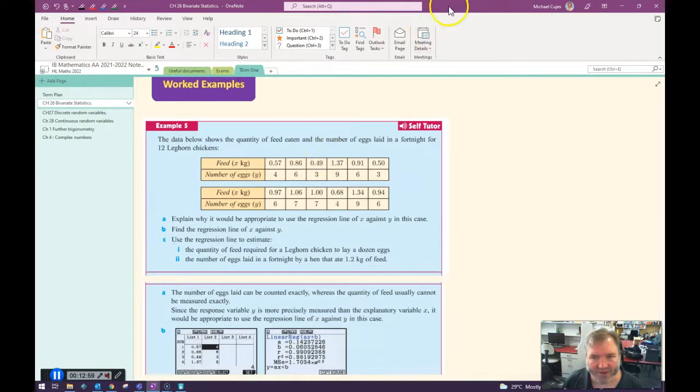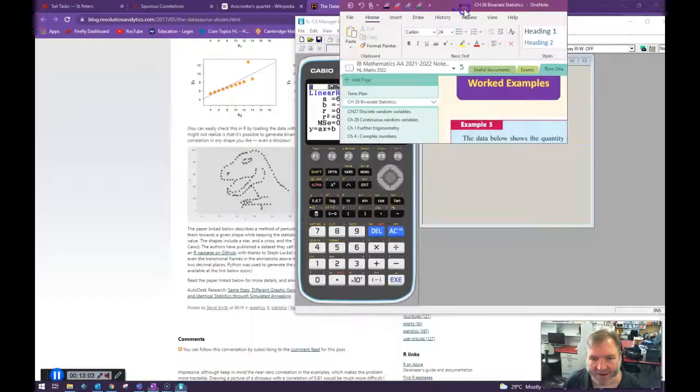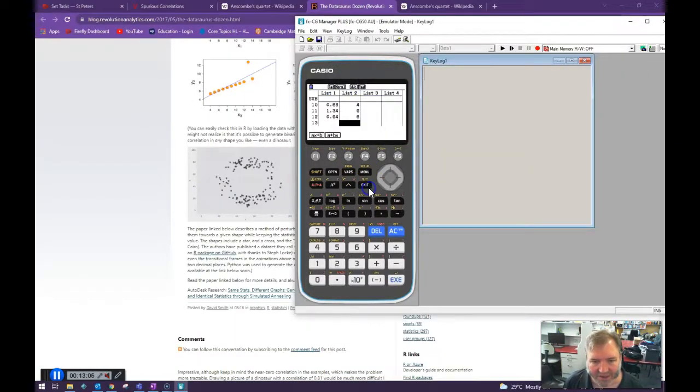I want to do just one quick example using the calculator to make sure we're okay with how to do this. So let me exit out of that.